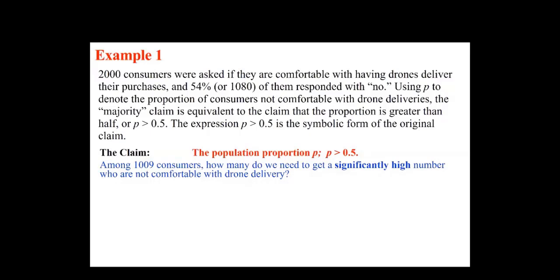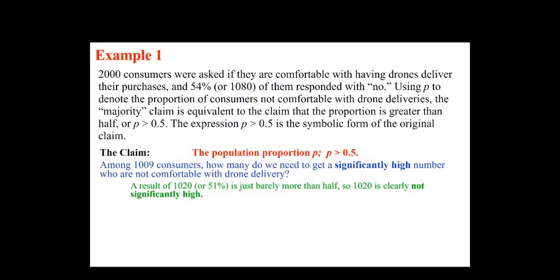Among 2,000 consumers, how many do we need to get a significantly high number who are not comfortable with drone delivery? So when we read the question, we need to recognize that we want to set up some hypothesis, and I will give you the steps. One of the steps, the very first one, involves writing the information symbolically, known as the null and alternative hypothesis. As you can see here, if we get 1,020 or 51%, it's just barely more than half.